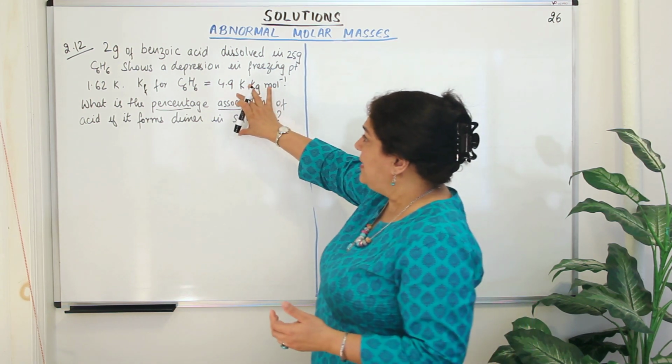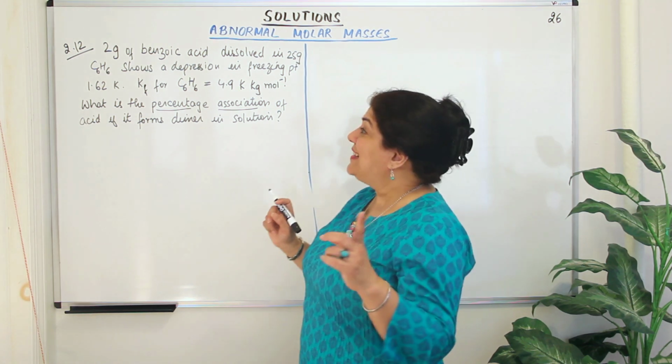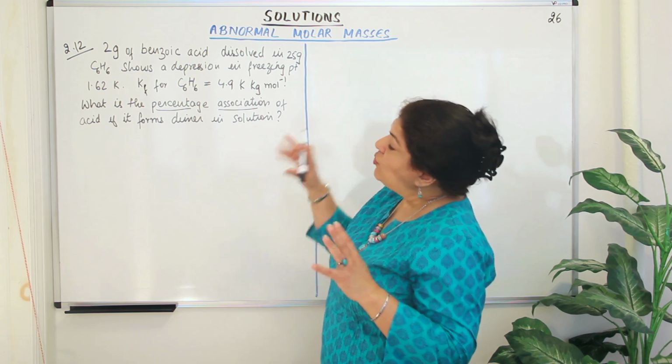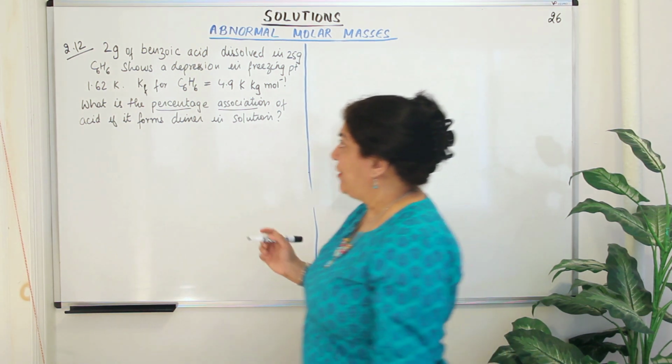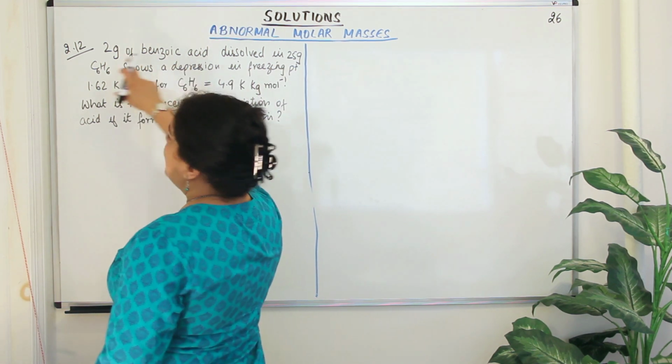But we come to this later because we have to first find out the van't Hoff factor. And in order to do that, we must know the molar mass of the solute. So what is the information that we have? Let us first write that down. Benzoic acid is dissolved in benzene. It means benzoic acid is the solute.